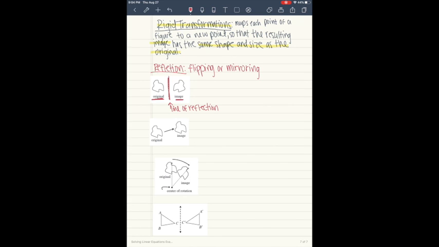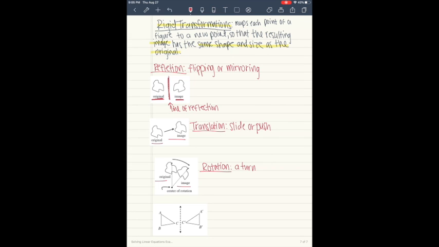Then the next one down here is a translation. Another way to talk about it is a slide or push. And then the last one here is a rotation, and that is a turn. So notice that all of these have the original shape, and then all of them have an image. And you see that when you get the image, it's the same shape and size as the original. That's the big thing about rigid transformations and the definition.